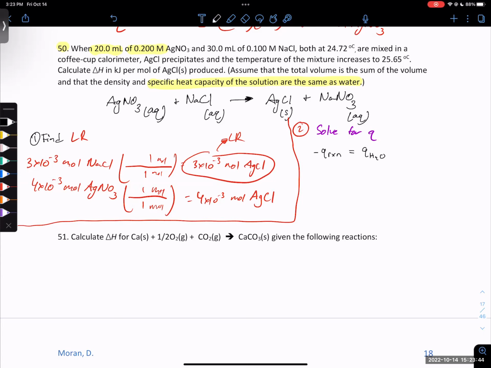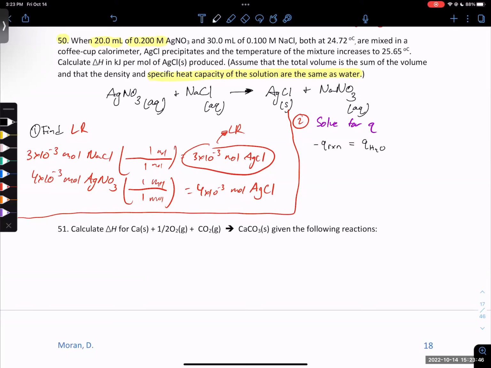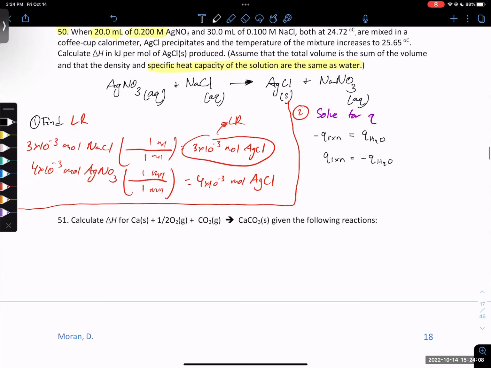So from there, if we're looking for the Q of reaction, we just multiply both sides by -1 to solve for Q of reaction. So Q reaction is equal to -Q H2O. I just multiply both sides by -1. I just moved the negative from the left side to the right side to solve for Q of reaction.